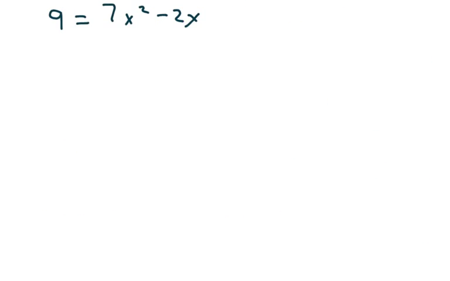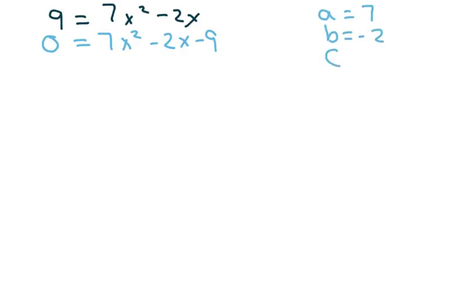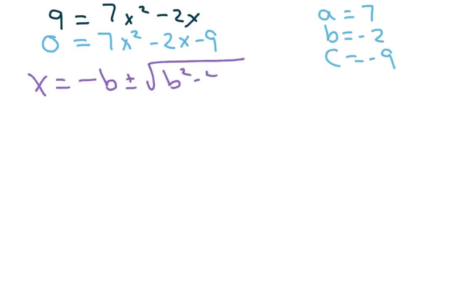And here's another one. And we're going to just move the 9 over. And so this will be 0 equals 7x squared minus 2x minus 9. I just moved it on this side. A is 7, b is negative 2, and c is negative 9. My formula is x equals negative b plus or minus square root of b squared minus 4ac.